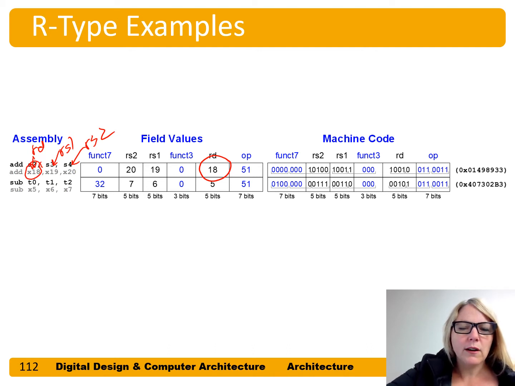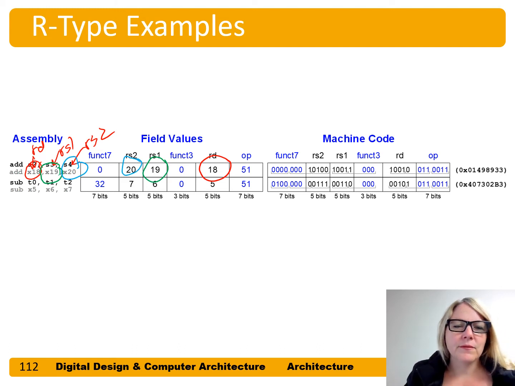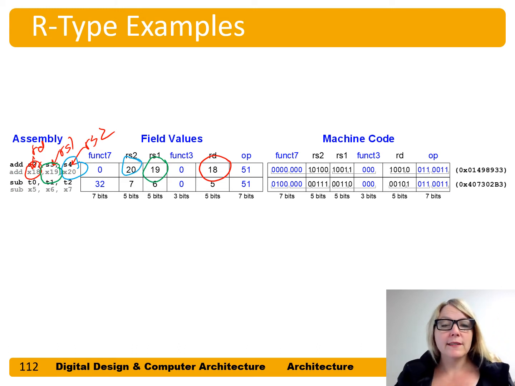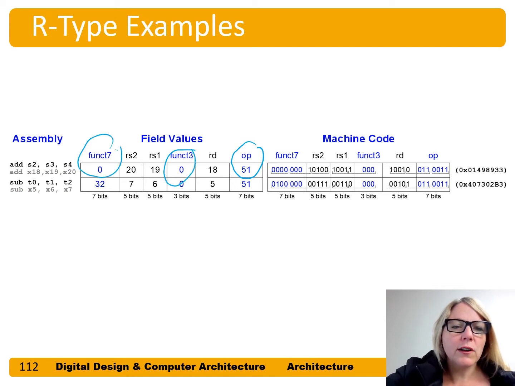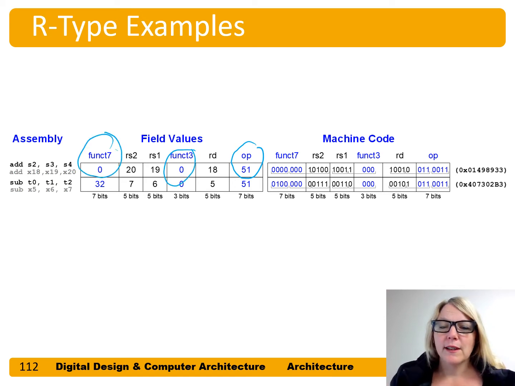And now we go to our RS1, our first source register, 19, and our second source register, RS2, is 20. And so we encode our operands in the instruction. And now we also encode what operation to perform. So we have an R-type instruction, and the opcode here is 51 with funct3 and funct7 bits of 0. And that's how we encode an add operation. We wanted to add the 2 source operands, RS1 and RS2, and put the result in the destination.